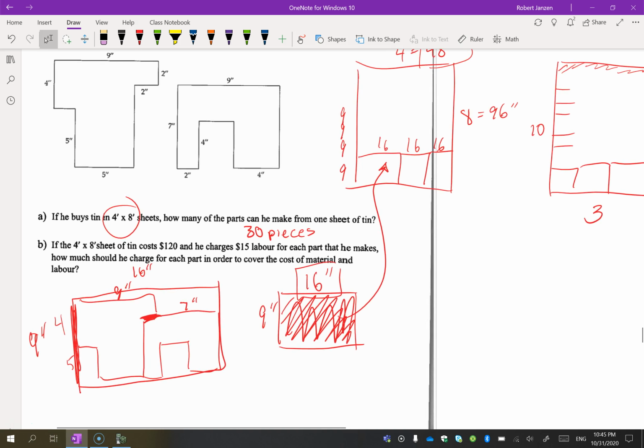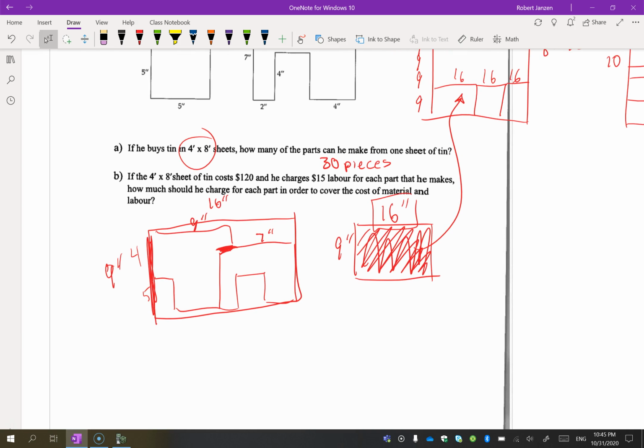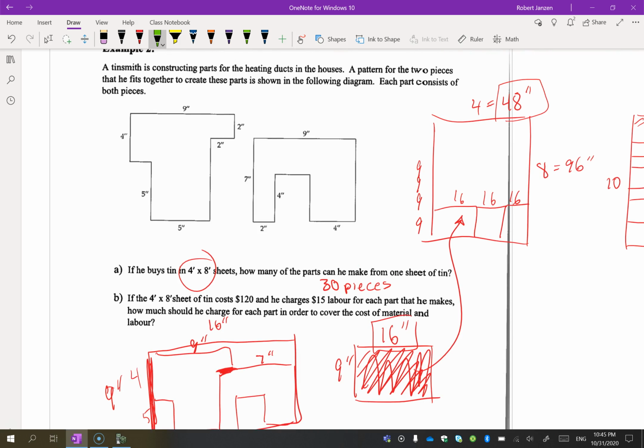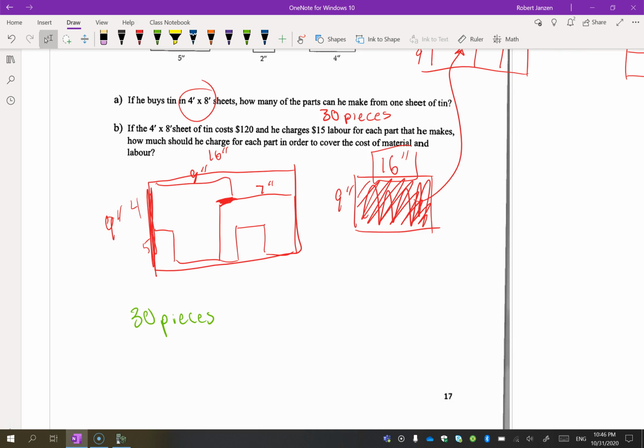3 by 10. Okay, part B is if the 4 by 8 sheet of tin costs $120 and he charges $15 labor for each part that he makes, how much could he charge for each part in order to cover the cost of material? Okay, well, we've figured out that there are 30 pieces. So there are 30 pieces, because remember the 2 pieces make up one, whatever this is, this duct thing that he's making.